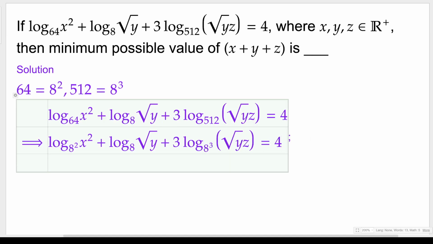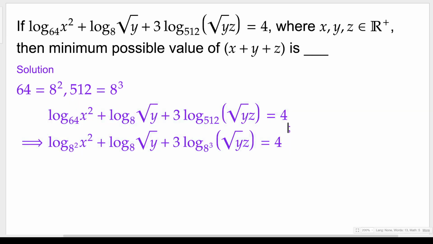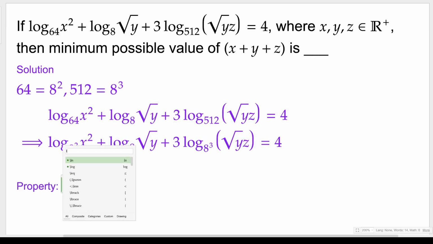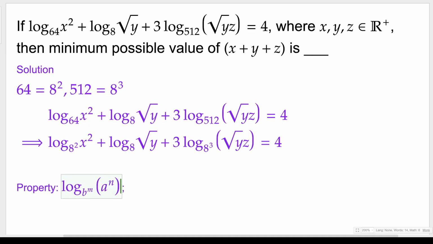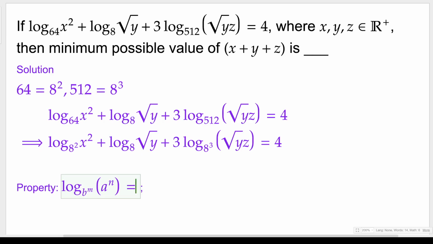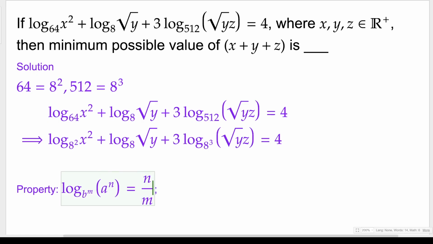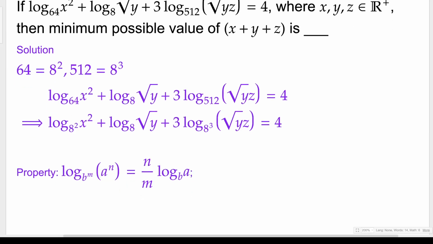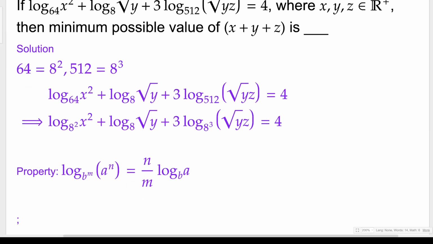Now in this case, I'll be applying the property of logarithms over here, right? So I'll use a property of logarithm: if in the base I have something like b to the power m, and in the argument I have something like a to the power n, this can be written as n by m times log of argument a and base b. So I'll be using this property to resolve this particular equation, right?